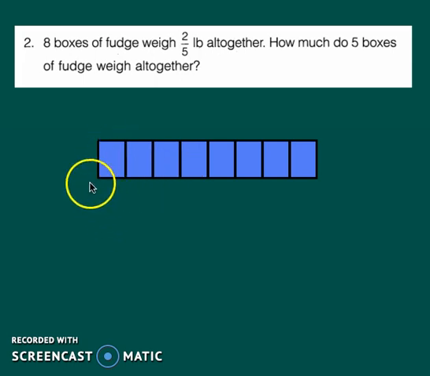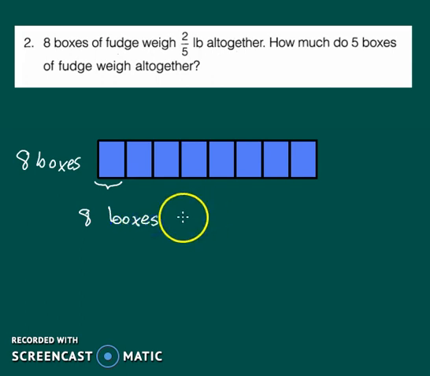So let's use this bar here to represent 8 boxes. I've divided the bar into 8 so that we can easily look at what we need to calculate. So if we know the total weight of 8 boxes, wouldn't it be nice to know how much just one box weighs? Just one of these. So if we know that 8 boxes weigh 2/5 of a pound, how much does one box weigh?